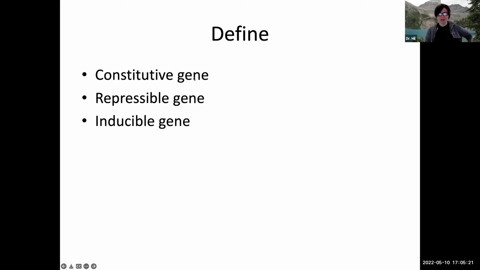We've had ones that are always made. We have ones that are on by default, but the environment can turn them off. John, do you have an inducible gene definition? Usually they're off because we usually wouldn't need them or we don't want them on by default, but the environment can turn them on. Exactly.